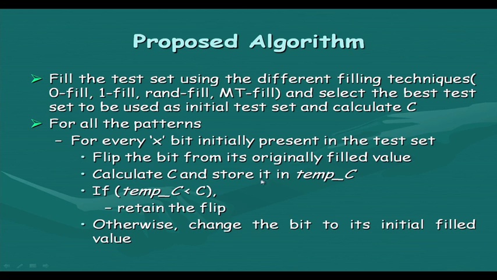Now, this C is actually the maximum criticality among all the blocks, the cost function that we have seen previously. If this temp C is less than this C, that means this flip was beneficial, so we retain the flip. Otherwise we change the bit back to its initially filled value and restart the process. So, this way the algorithm works.